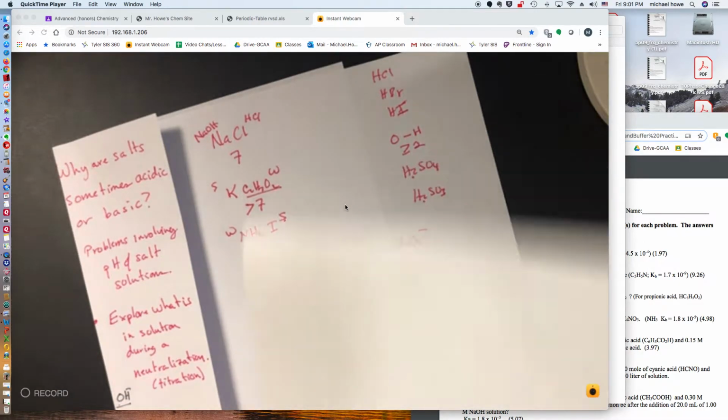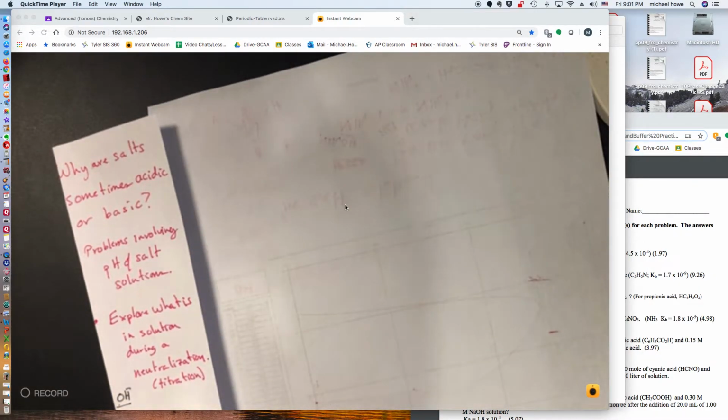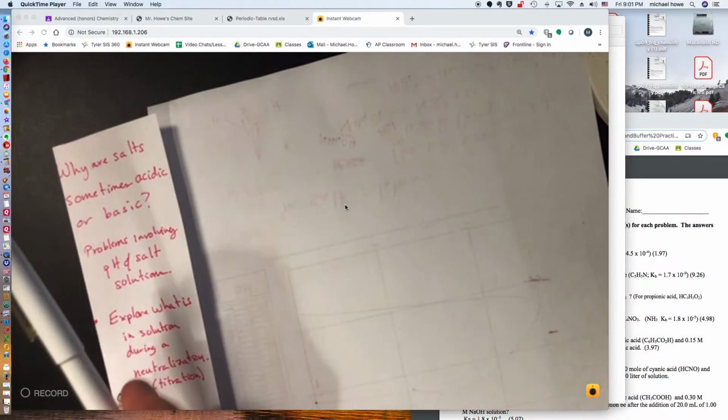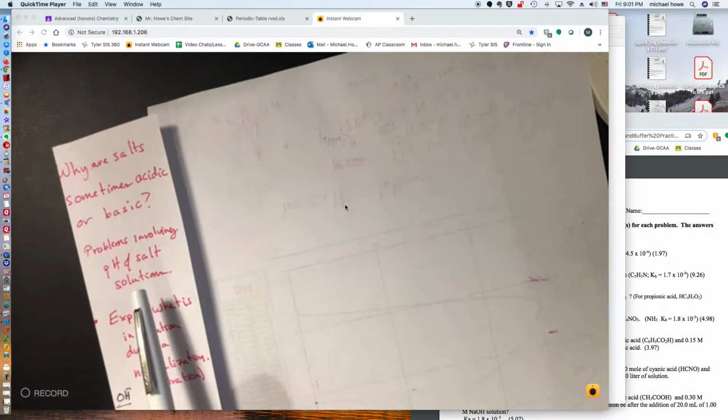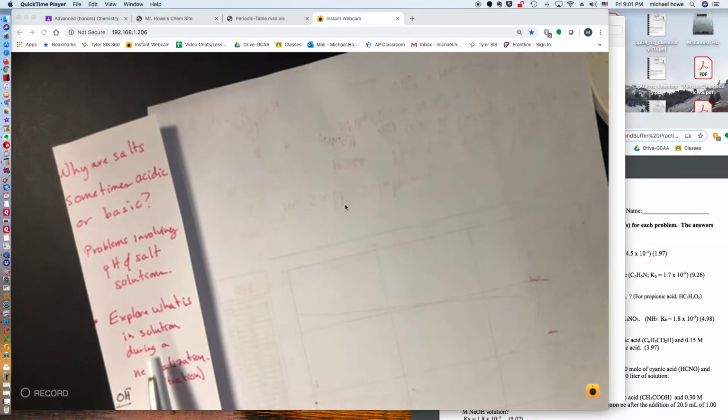This is a review of class on May 15th, 2020. We really looked at three basic questions. Why are salts sometimes acidic or basic? We looked at some problems involving pH of salt solutions, and we spent a little time talking about what is in a solution during a neutralization reaction or a titration.